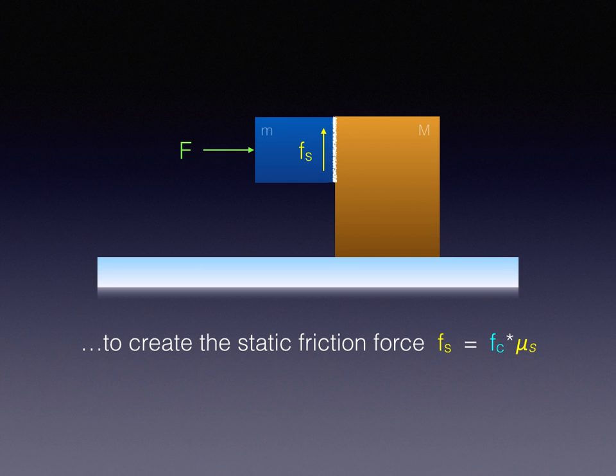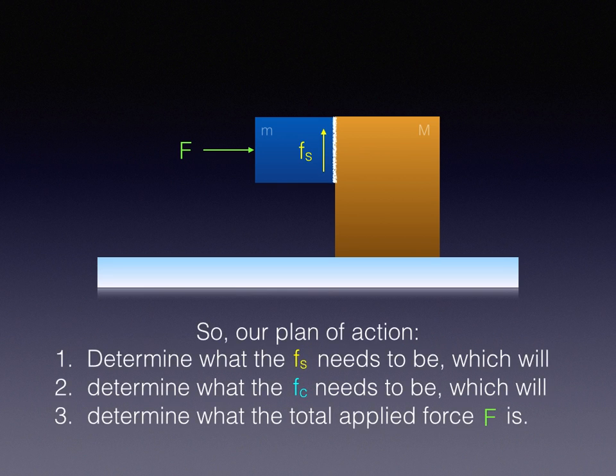So here's our plan of action. We want to determine, first of all, what the static friction force needs to be to support the small block. What that will do is it will help us to determine what the contact force needs to be between the blocks. And that will determine what the total applied force to the entire system, capital F, needs to be. So that's kind of our goal right here. So we're going to go from the small block and then look at the big block, and then look at the entire system. So let's go ahead and draw a free body diagram for the small block.